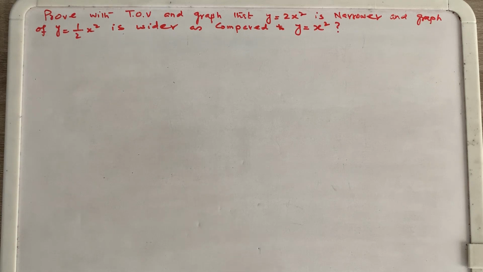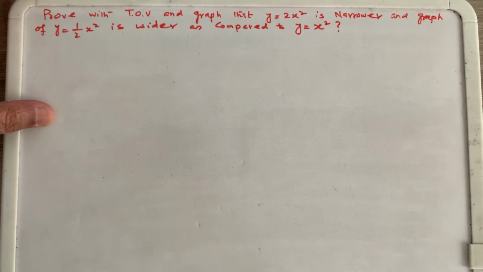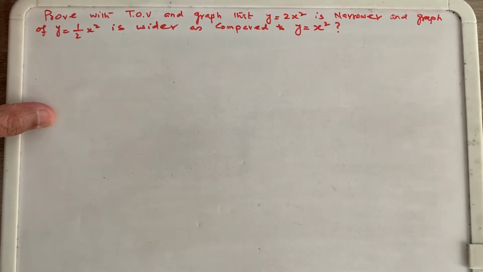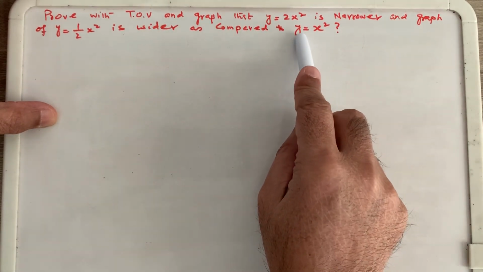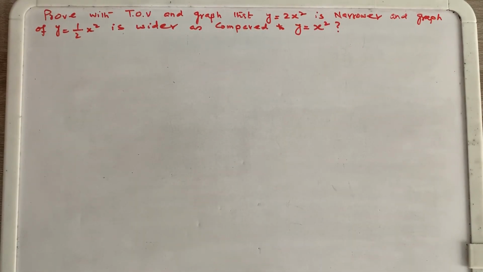We are continuing our topic of parabola, and here is the question, which is: prove with T.O.V., short form for table of values, and graph that y = 2x² is narrower and the graph of y = ½x² is wider as compared to the graph of y = x². We have to make the table of values for these three equations, which are parabola equations, which are quadratic equations.